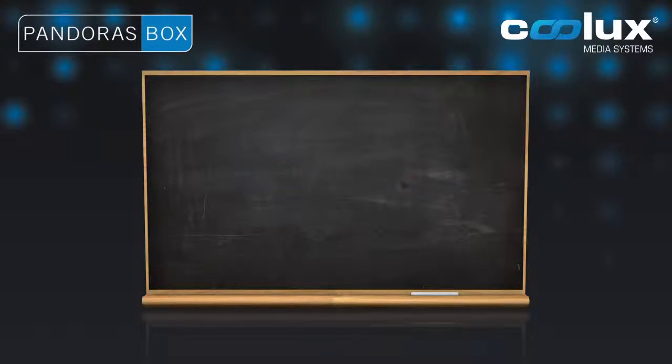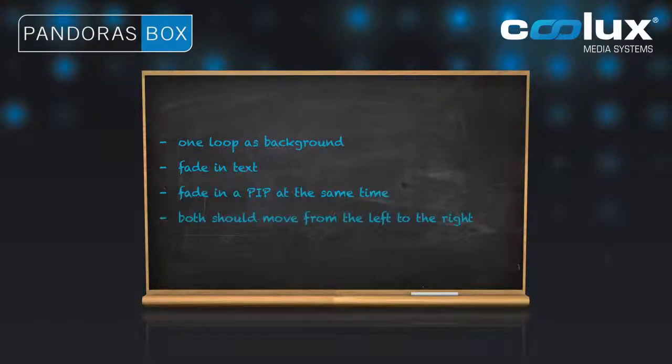This time around, we want to have one loop as the background. We then want to fade in text, fade in a pip simultaneously, and then both the text and the pip should move from the left to the right.